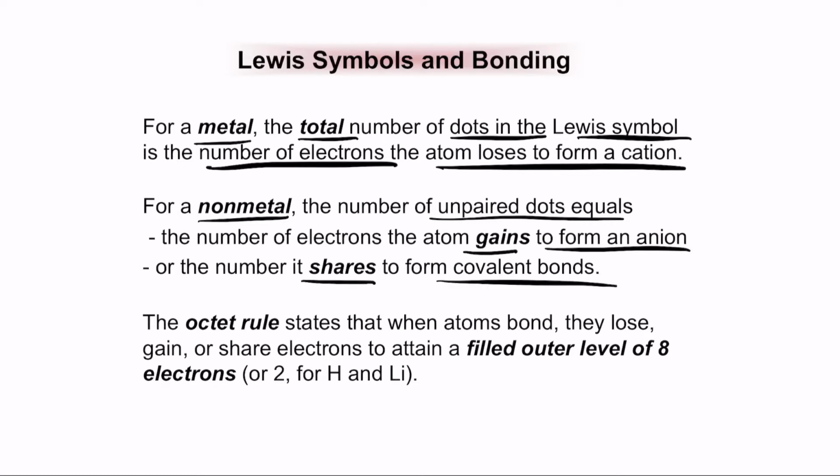Remember that a non-metal can create both an ionic bond as well as a covalent bond. So that's the reason why it can do both things. Either it gains electrons that it lacks to create an ionic bond, or it shares its electrons with another atom to form a covalent bond.